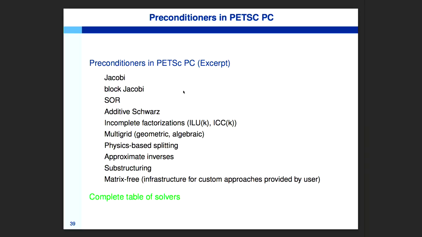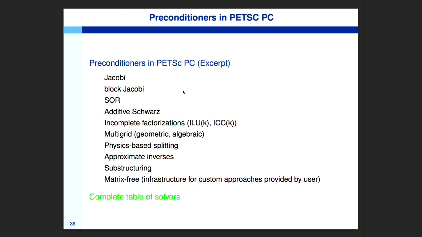So this is a list of various preconditioners that are available in PETSc now. Jacobi is the simplest. I'm sure many of you have already become familiar with many preconditioners. Jacobi is just diagonal scaling. Block Jacobi is conceptually the same thing, but extending to blocks, and that's often a first choice for preconditioners in parallel because it's very simple to understand. SOR, additive Schwarz, incomplete factorizations, multigrid, physics-based splitting, approximate inverses, substructuring, and matrix-free approaches.